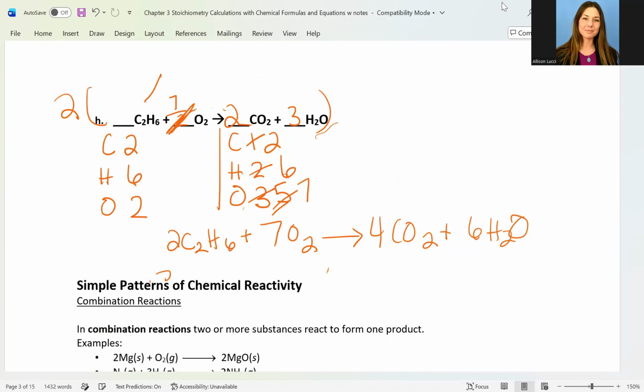So follow that pattern every time you balance a combustion reaction, because it is harder to go back and change the other coefficients because multiple elements change at once.